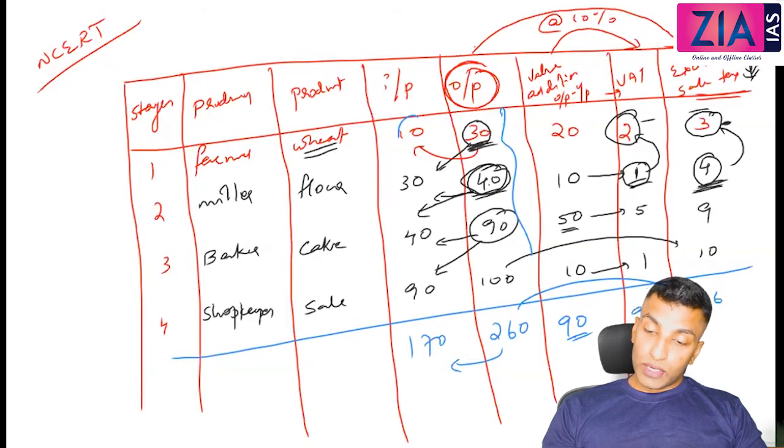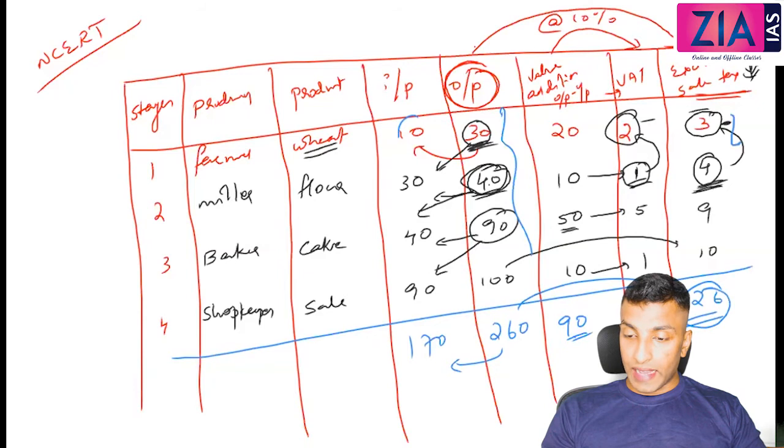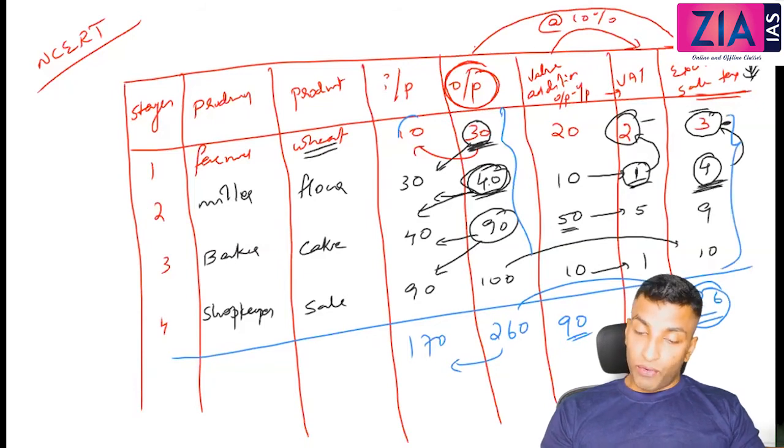Okay. So what is this? This is so high, right? Why is it so high? Because a lot of cascading effect is there. Once you charge tax here for the input, this output, then that becomes the input here.